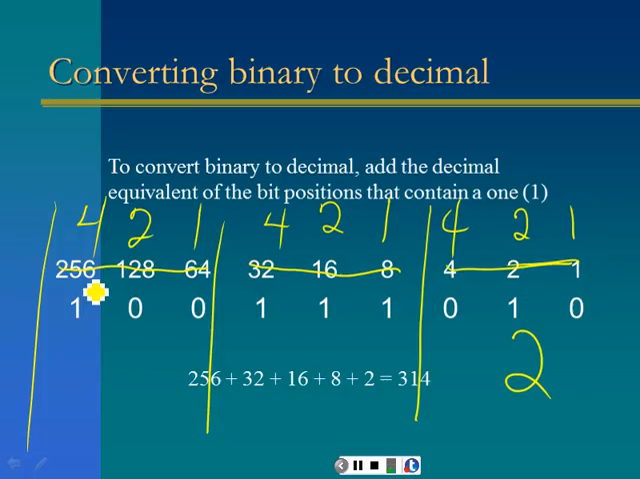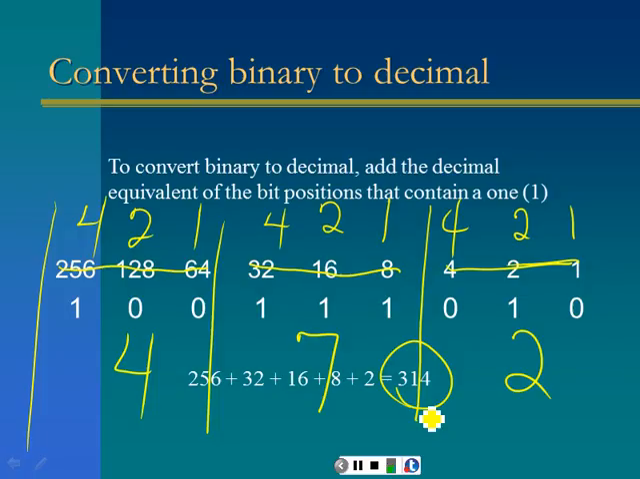Look at this one. What's this one? 1, 2, and 4. You get 7. Okay. So that's exactly how you do it. Everybody understand how we did that? All right, what about the last one? 4. So this number might be 314 in decimal. It might be 100111010 in binary. But in octal, it's 472, with a subscript of 8.